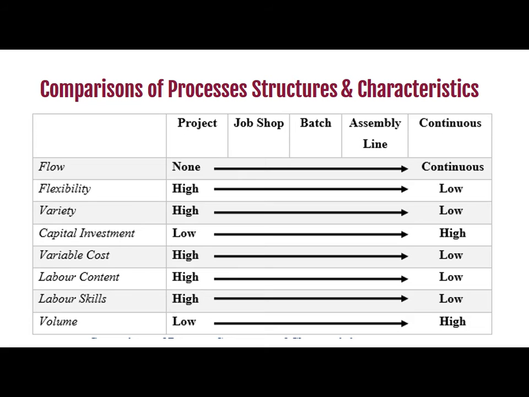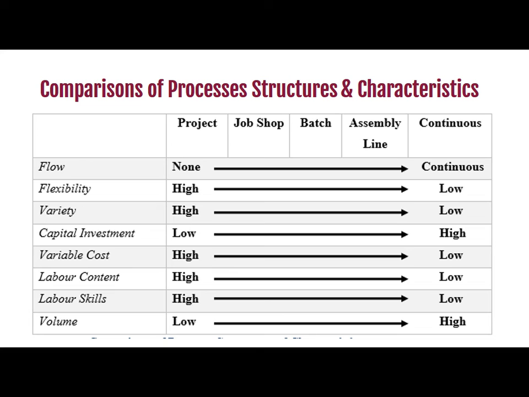Capital investment. In case of project, the capital investment is low, that gradually increases towards continuous flow where the capital investment is high. As far as the parameters variable cost, labor content, and labor skills are concerned, they are high in case of project, that gradually decreases to the continuous flow where the variable cost is low, labor content is low, and labor skills are also low.